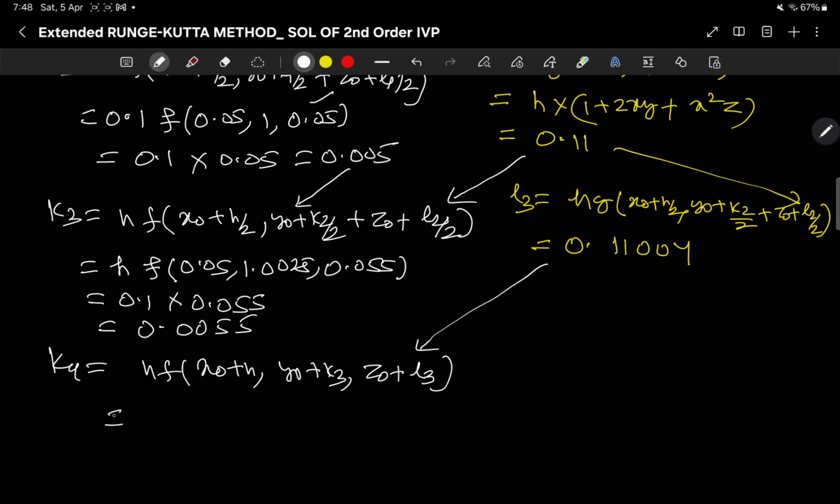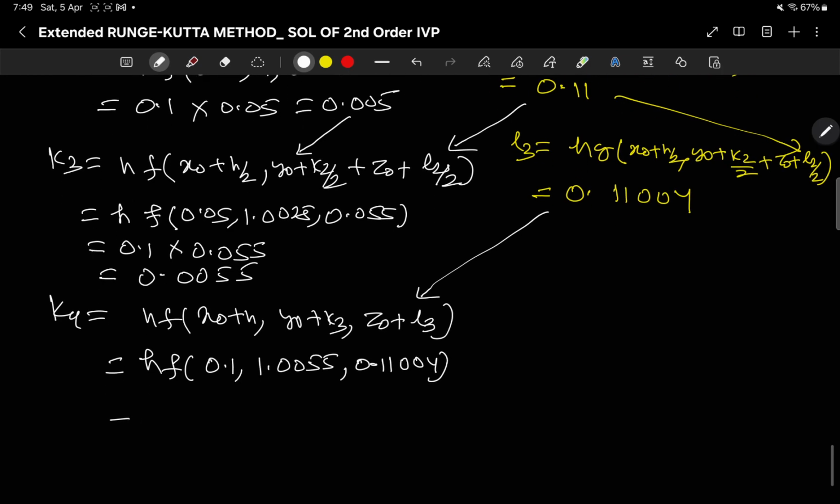Then I find my k4 is h f(x0 plus h, y0 plus k3, z0 plus L3). Okay, so this is equal to my h f of (0.1, 1.0055, 0.11004). If I simplify it, it is 0.1 into z, 0.11004. So this is equal to my 0.011.